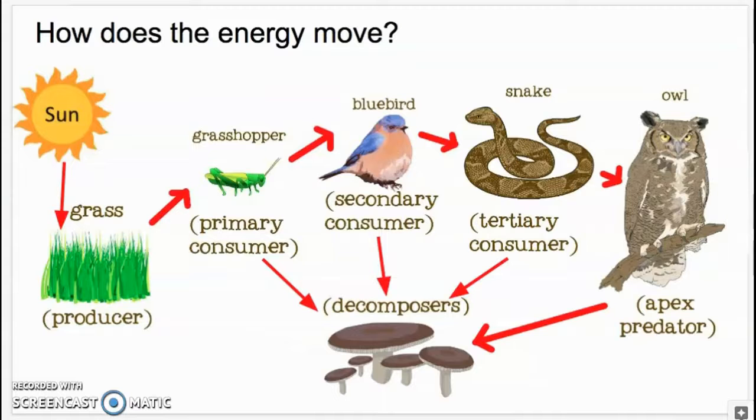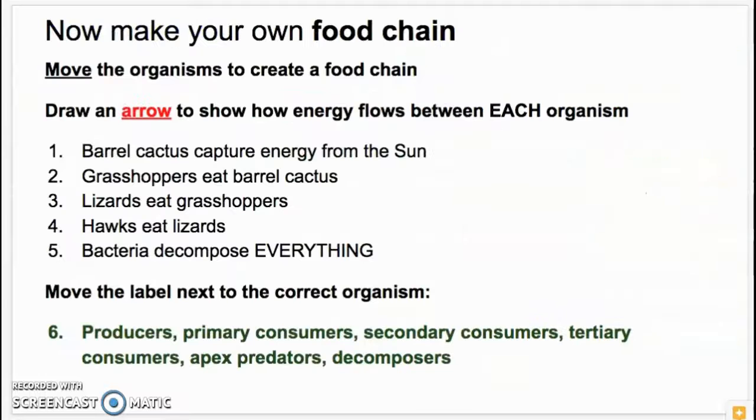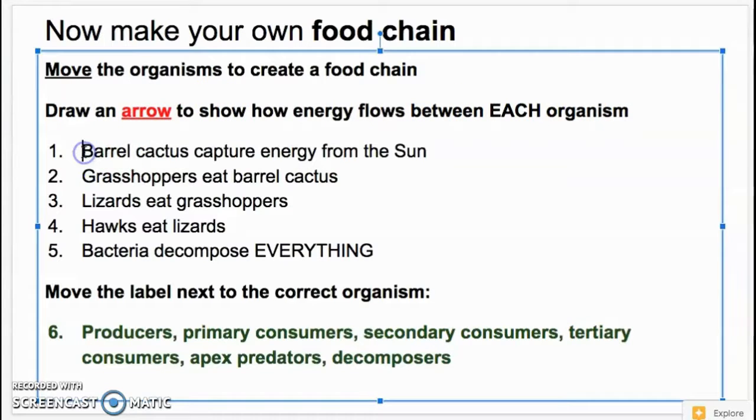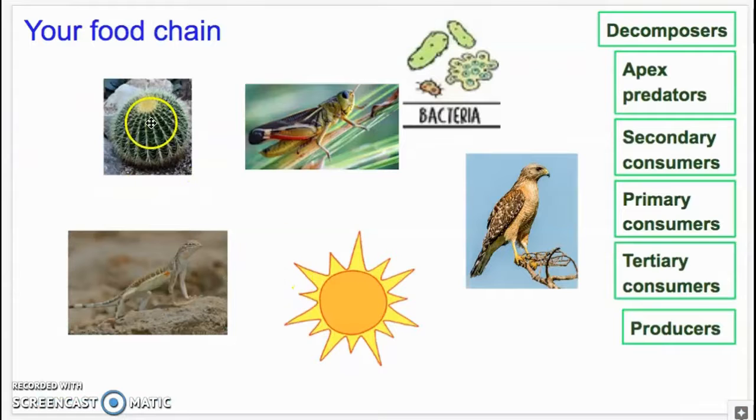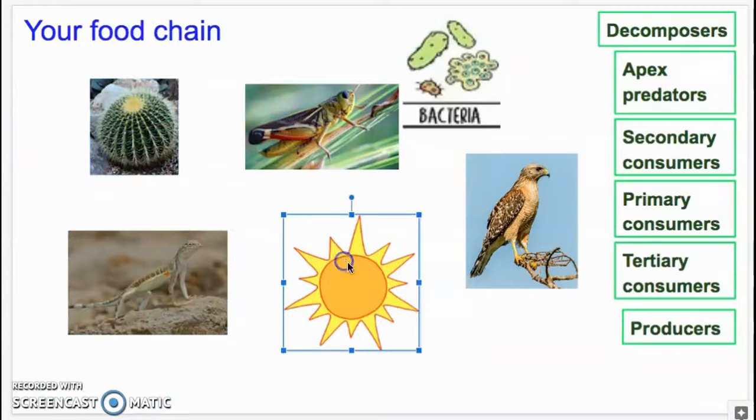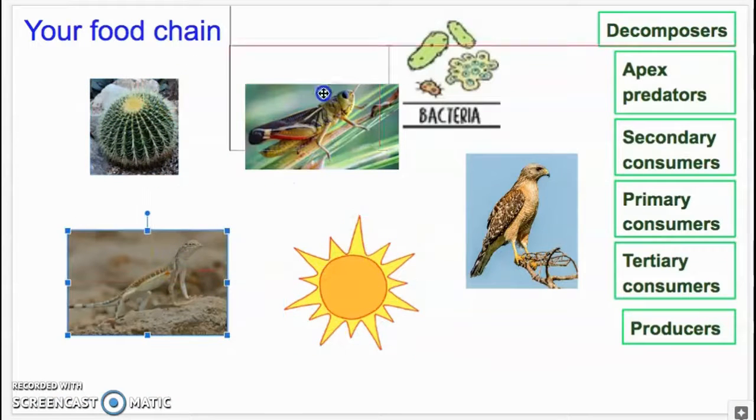So we're going to go up to this slide where it says now make your own food chain. What you're going to do is move the organisms to create a food chain. Then you're going to draw an arrow to show how the energy flows between each organism. The beryl cactus captures energy from the sun, so I want to move the beryl cactus so that it's next to the sun. Right here I have the beryl cactus and I have the sun, and they're not next to each other. So I might move my lizard out of the way.